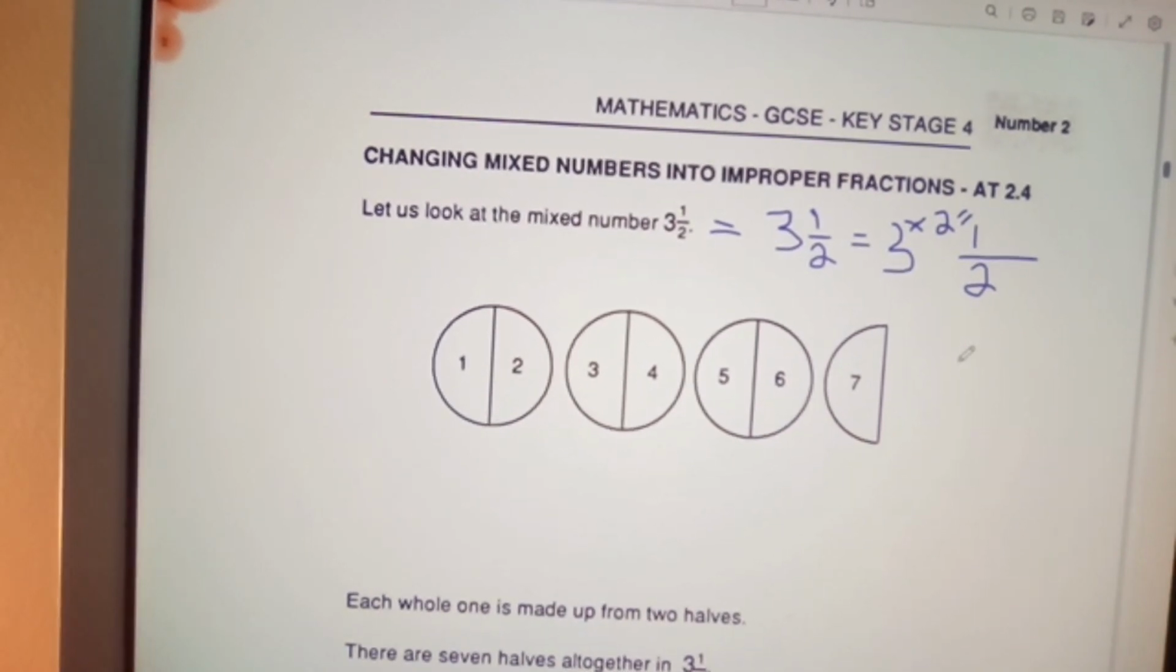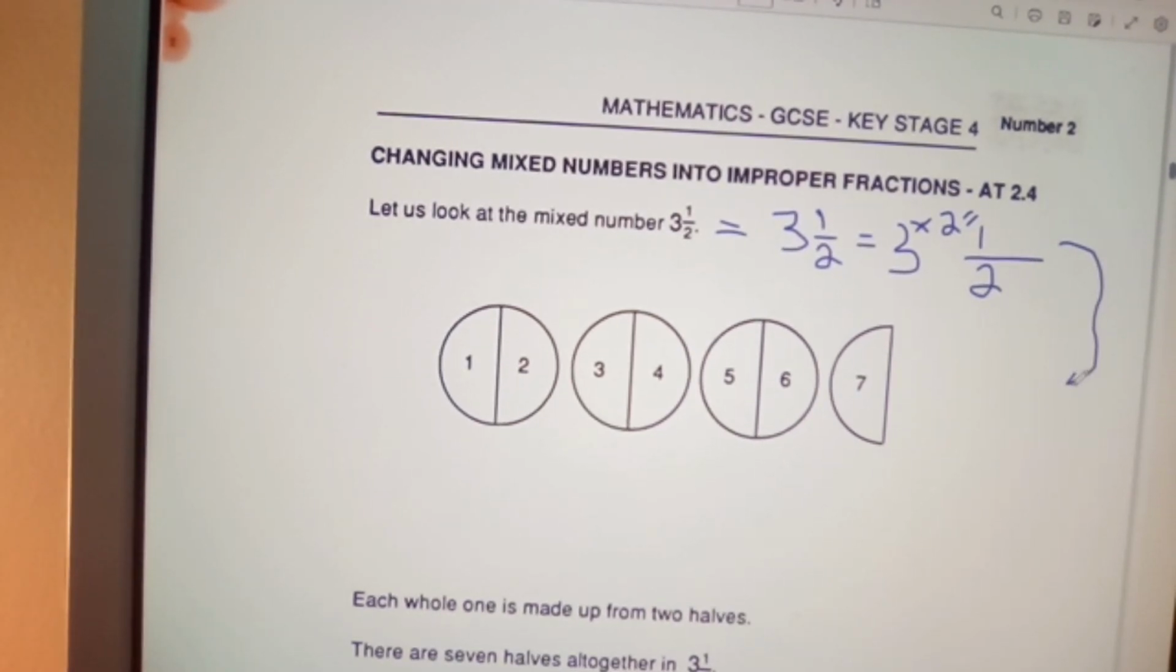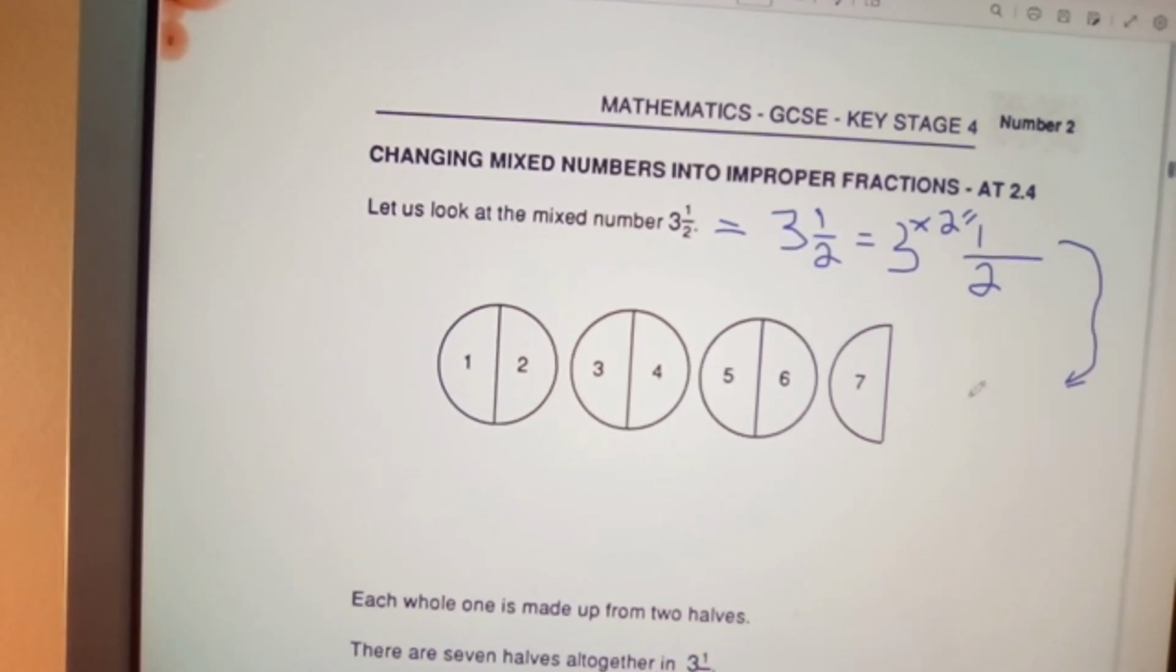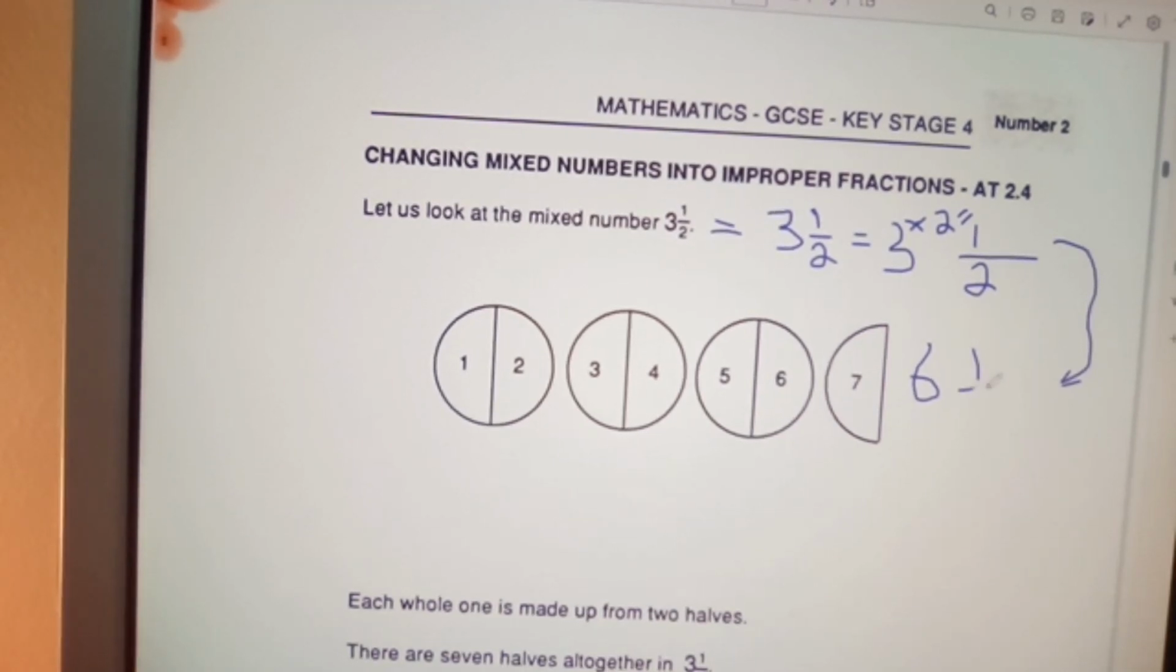So I'm going to come down here now. Just follow me down. Bear with me. Now, you can do this yourselves in your own format and in your own style of learning. So, 3 times 2 is 6. So that brings me down here with 6, one over 2.